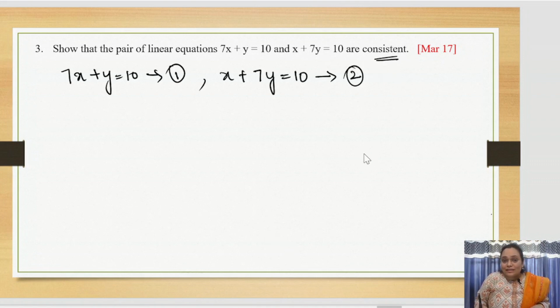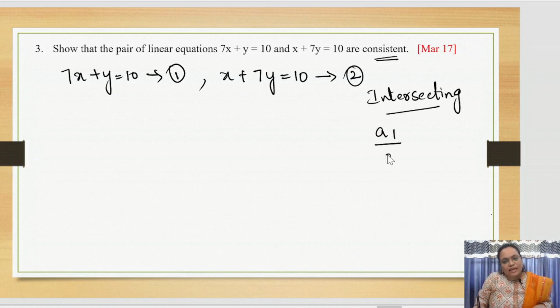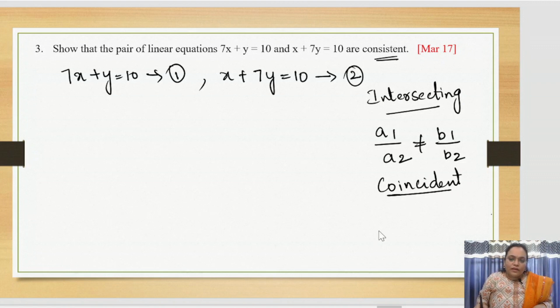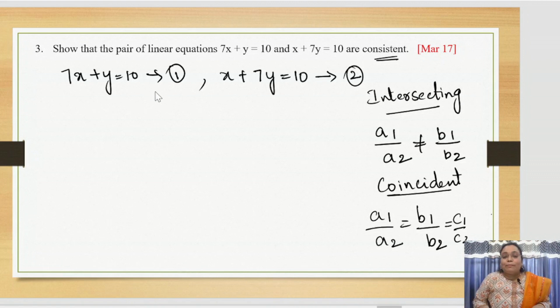If it has to be consistent, it should be intersecting lines or coincident lines. So what is the condition for intersecting lines? A1 by A2 is not equal to B1 by B2. And what is the condition for coincident lines? A1 by A2 is equal to B1 by B2 is equal to C1 by C2. So the pair of linear equations should satisfy either this condition or that condition.